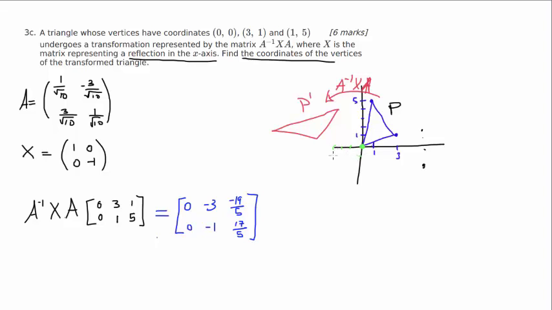Negative 1. There's a second vertice, and then negative 19/5 is almost negative 4. 1, 2, 3, almost negative 4, and that's a little more than 3. So somewhere about here is my other vertice, and so we have a triangle that looks like that as the image of P.